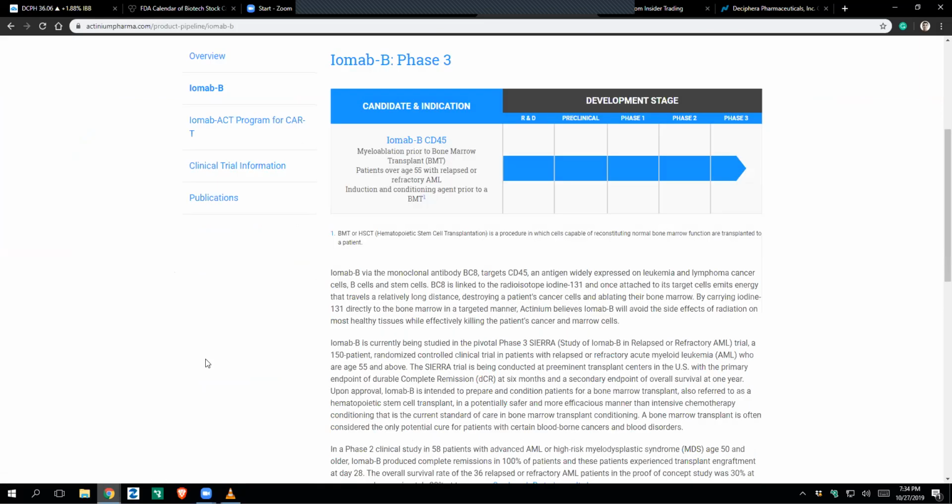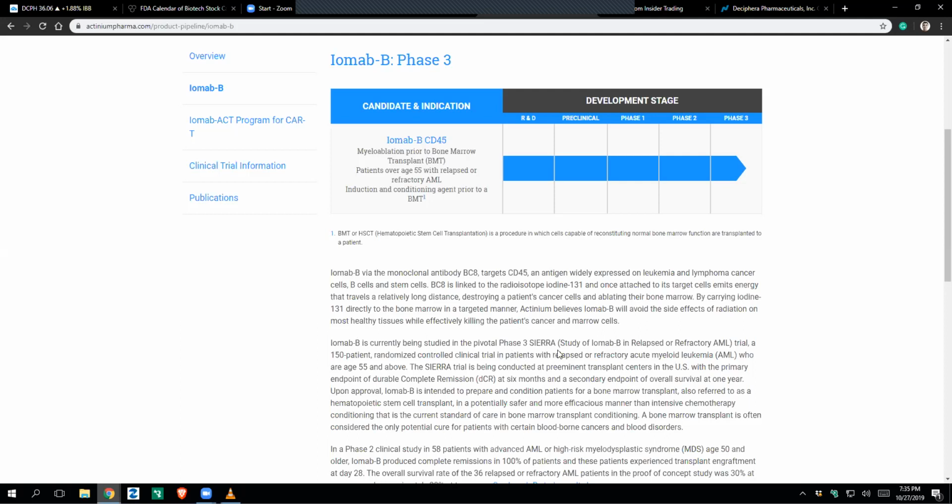So IOMAB, this targets CD45, which is an antigen widely expressed on leukemia and lymphoma cancer cells, B cells, and stem cells. It's essentially radioisotope iodine 131. This molecule is delivering the radioisotope iodine 131 to the cancer cells, sort of like a very targeted radiation therapy, which avoids the side effects of radiation.